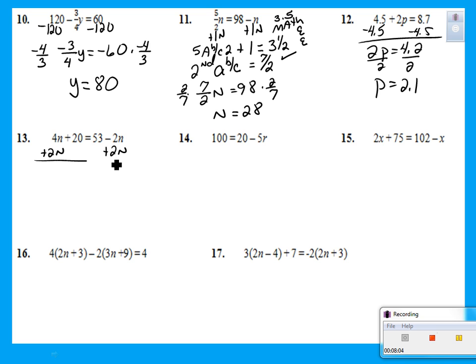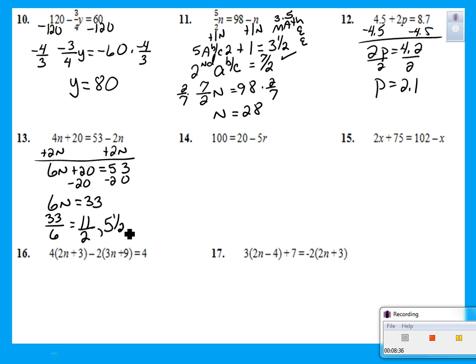On number 13, I need to get my variables on the same side, so I'm going to add 2n over here. So I've got 6n plus 20 equal 53. I'm going to minus 20 from both sides. So I've got 6n must be 33. A lot of different ways to leave this answer. I know I need to divide both sides by 6. If you type that in as 33 fraction key 6, one answer could be 11 over 2. Another answer could be 5 1/2. Another answer could be 5.5. Any of those answers are nice. We'll take them.